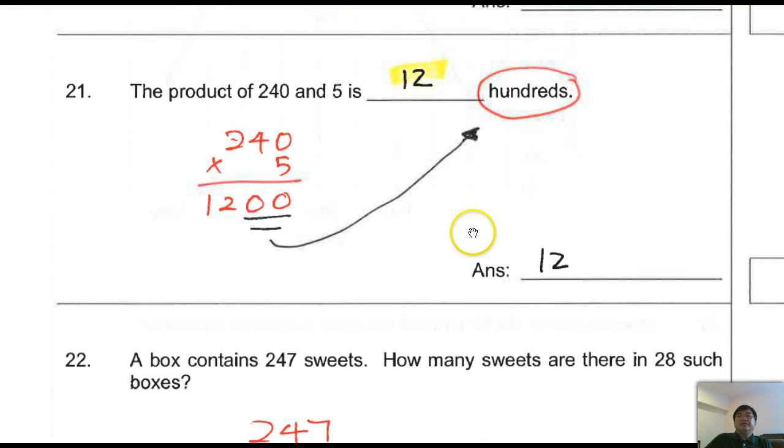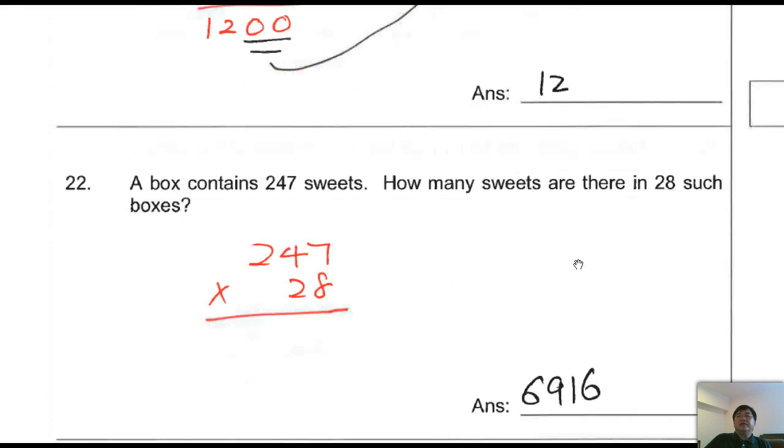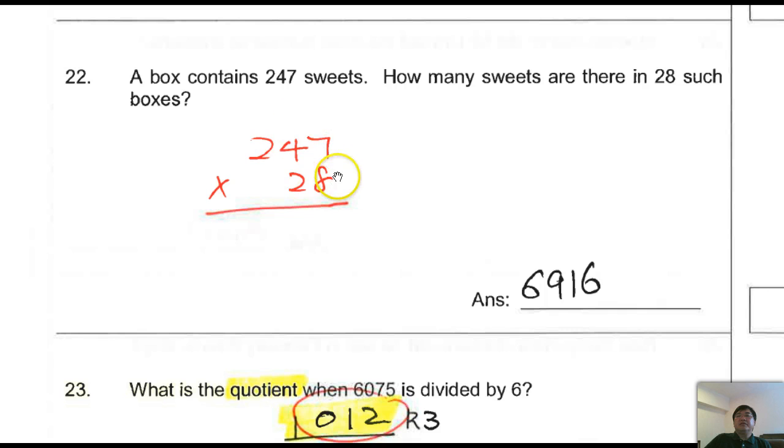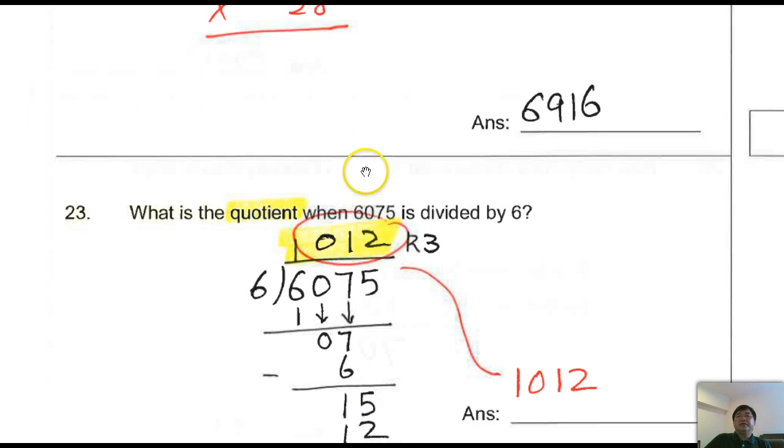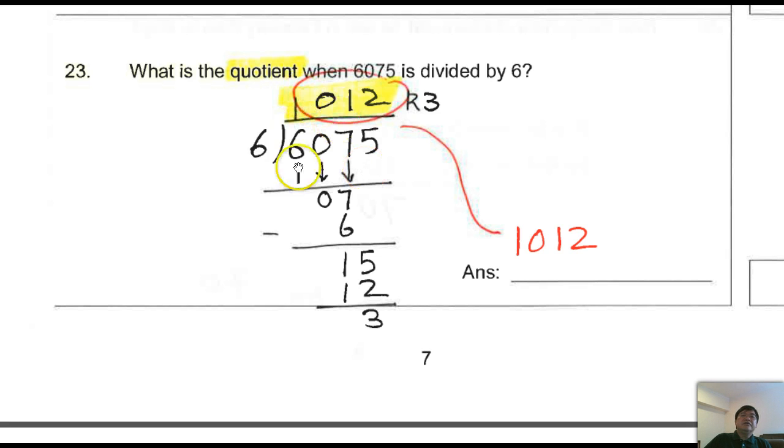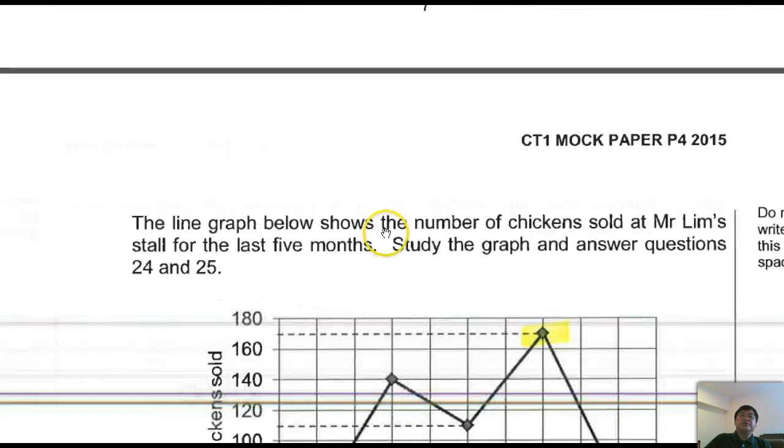Next, many of you make this mistake and put the answer 1200 over here. Okay, the hundreds is over here, so the blank is 12. Put the 12 over here. Next, this is straightforward. This 3-digit number times this 2-digit number should be 6916. Now when you're doing your corrections, do not just write down this number, work this out for me to see. Now the quotient of 6075 divided by 6 is 1012. Ignore the R3, it's just 1012.